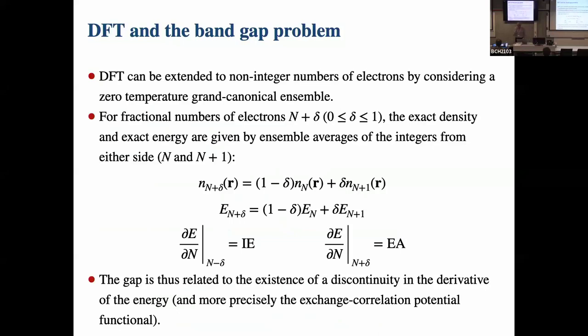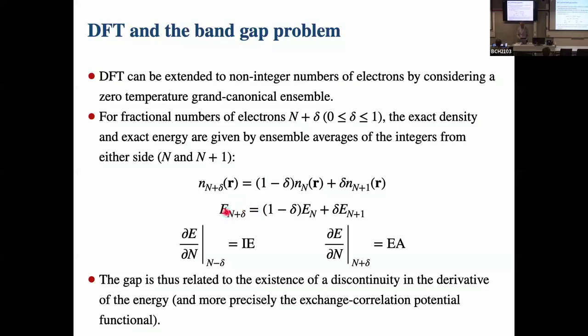Okay. So as I was mentioning, there is a problem of discontinuity, and I will define this more precisely. If we extend the DFT to cases where you have a non-integer number of electrons, that's weird, but we can still do that from a mathematical point of view, we introduce a fractional number of electrons, N plus delta, where N is an integer and delta is comprised between 0 and 1. The density of the system of N plus delta electrons, we define it as a linear combination between the case of N electrons and N plus 1 electrons.